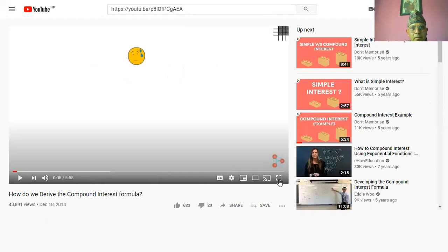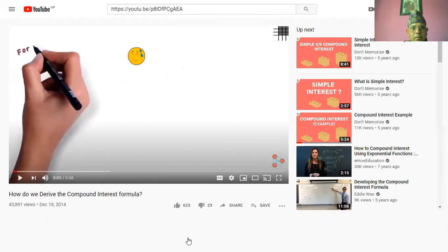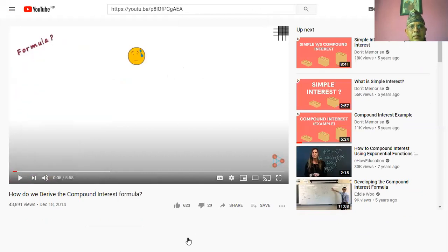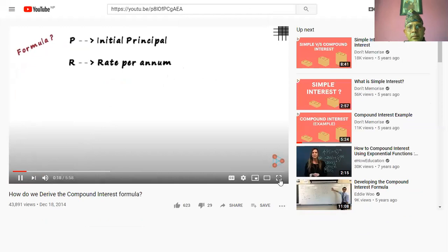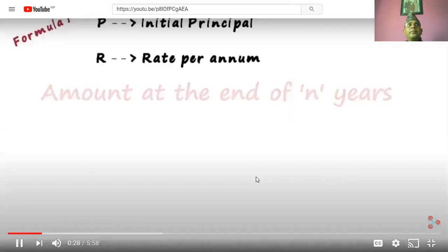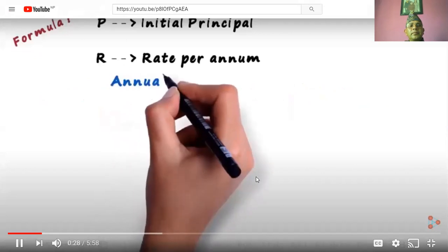So in this video, we will figure out a formula to calculate compound interest. Let us quickly derive the formula. Let P be the initial principal and let R be the rate of interest per annum. We will derive a formula for the amount at the end of n years. First, let's just look at annual compounding.